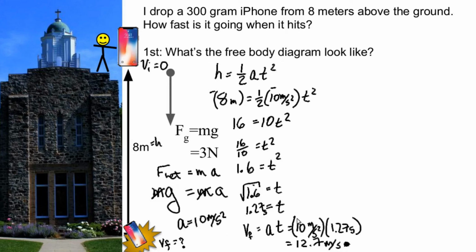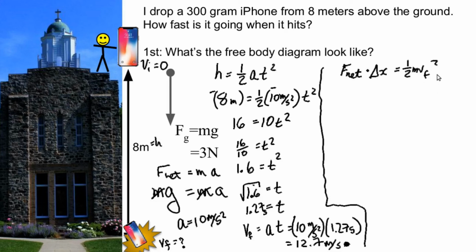So let's see a much quicker way to solve this problem, and that is using our work-kinetic energy theorem, which we looked at last time. That says that the net work, which is F net times how far it moves, is equal to 1/2 m v final squared minus 1/2 m v initial squared. Conveniently, what is v initial? It's 0. So this term is gone. And what is the net force? Well, I know it's the mass times g. mg is the force of gravity. And how far does it fall? 8 meters. That's equal to 1/2 m v final squared.